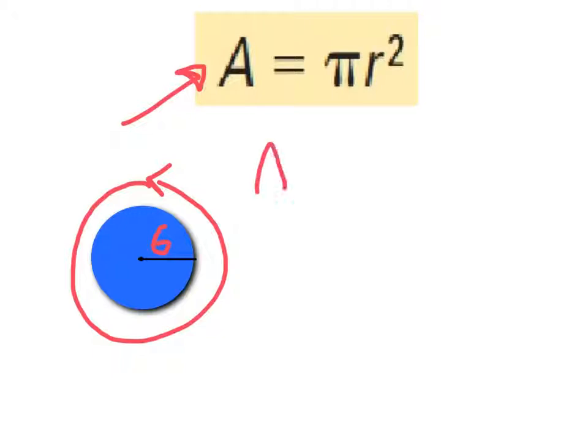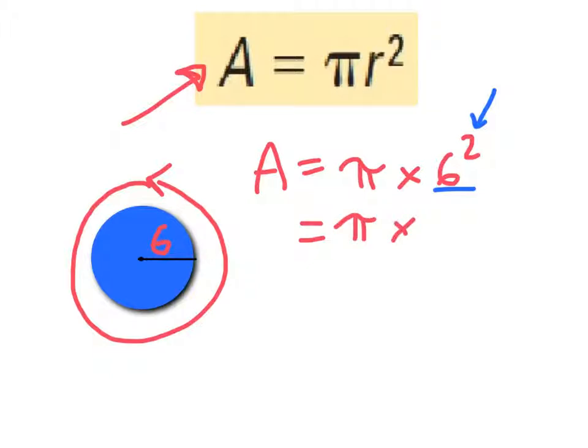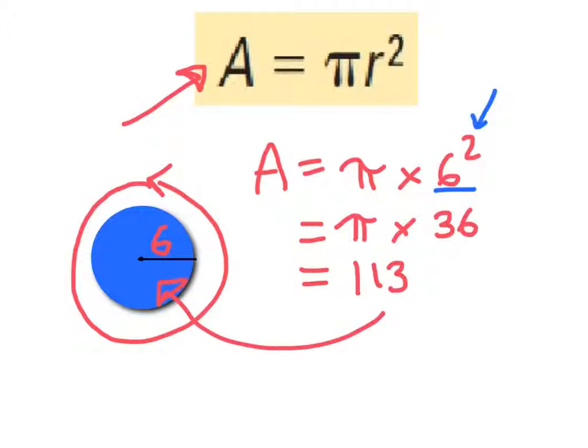We know that the area equals pi times 6 squared. And hopefully if we're using BEDMAS, we remember to do the 6 squared first because it has an exponent. And we know that it is pi times 6 times 6, which is 36. That equals 113. So we know the area of this whole circle is 113 square units.